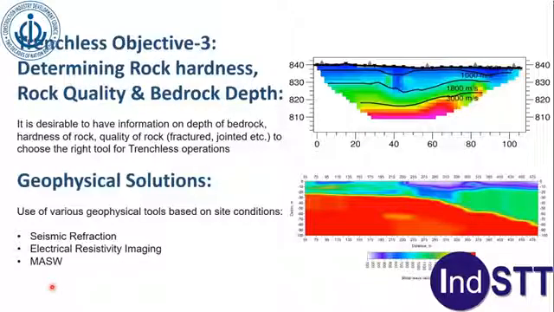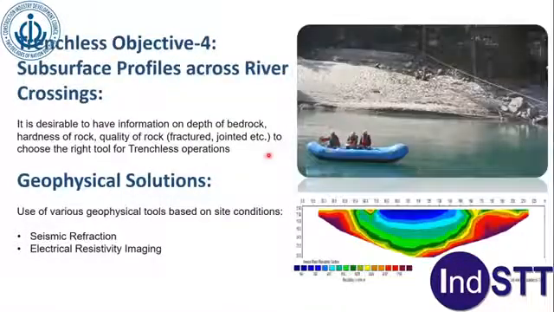Next objective, subsurface profiles across river crossings. It is desirable to have information on depth of bedrock, hardness of rock, quality of rock, whether it is fractured, jointed, etc. to choose the right tool for trenchless operation across river crossings. And we all know that doing traditional investigation across flowing rivers is very time consuming, very expensive, and it can really delay the project. Geophysical solution for that, again seismic refraction can be done across flowing rivers.